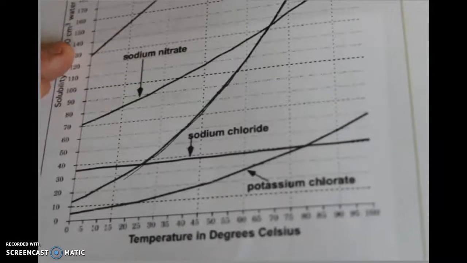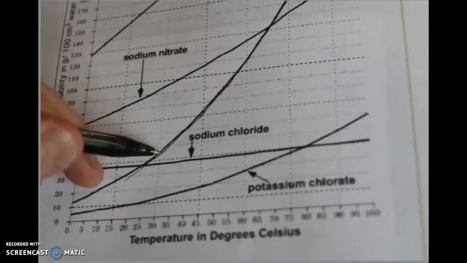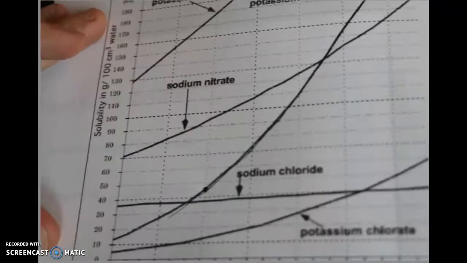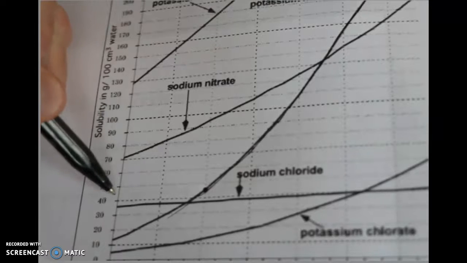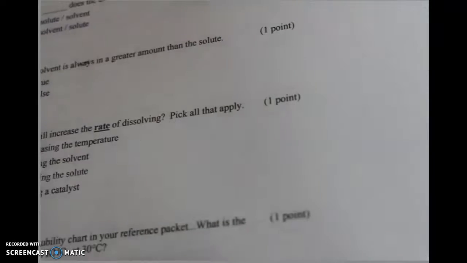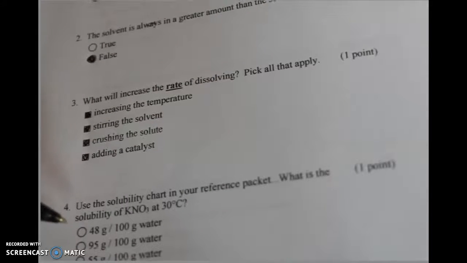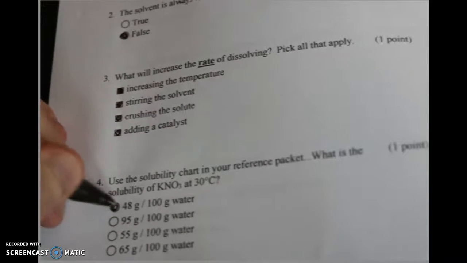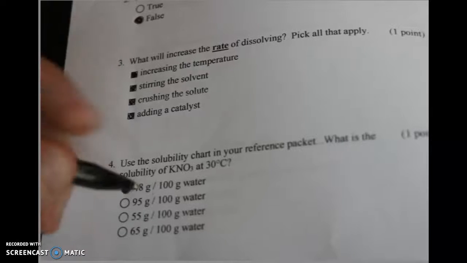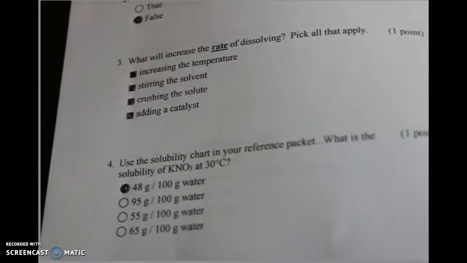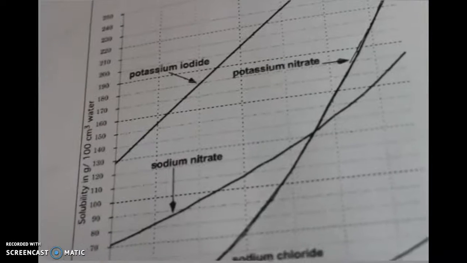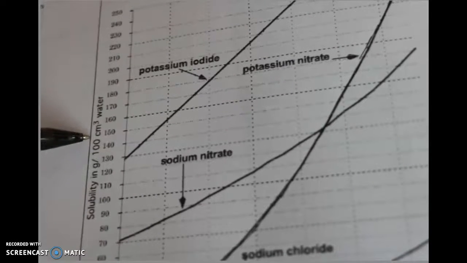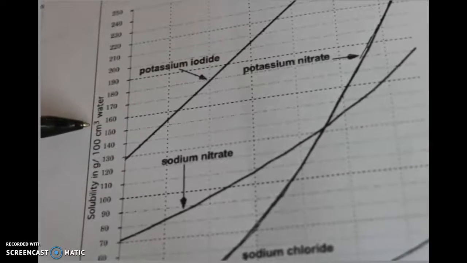So we find 30 degrees, you go up to that line, so it's right about there, and it looks like it's just below 50. And so let's look at our options here, and it looks like we would go with this 48. Now, it says per 100 grams of water, and that's an important part you want to remember when you're looking at these solubility charts. This one says per 100 cubic centimeters, which is the same thing, really, right?